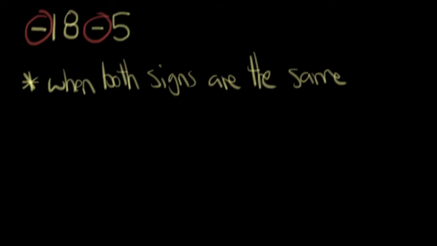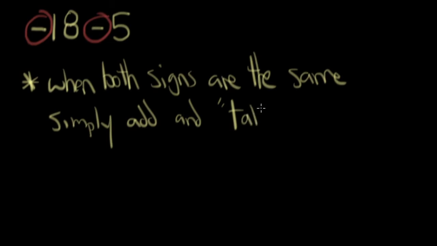So when both signs are the same, simply add and take the sign. Simply add and take the sign. Okay, well I can do that. So this is negative 18 minus 5. All I have to do when they're both the same is add them up. So let's go do that.